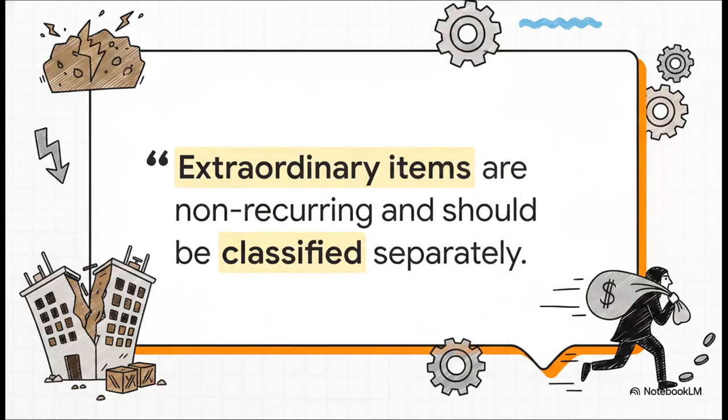Now, what if something completely wild happens? Say an earthquake destroys a warehouse or there's a massive theft. These are what we call extraordinary items. The rules say you absolutely must separate these out. By disclosing these freak, non-recurring events separately, whether they're operating, investing, or financing flows, we make sure they don't skew the normal year-over-year analysis of what the business can actually do.